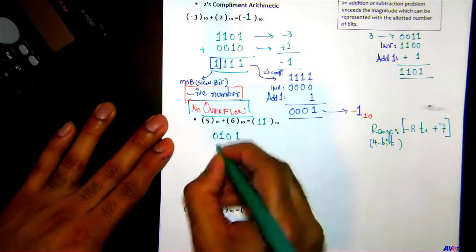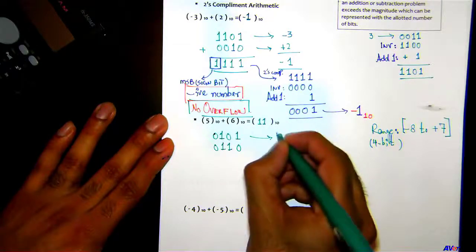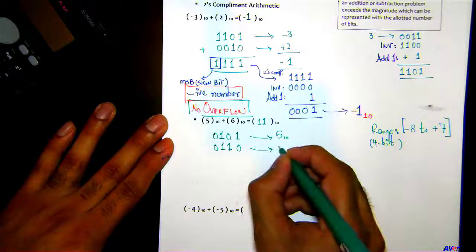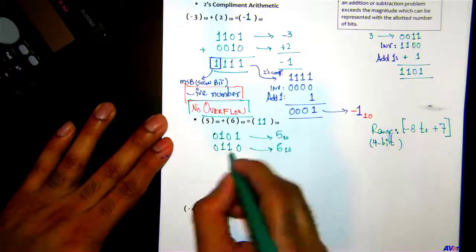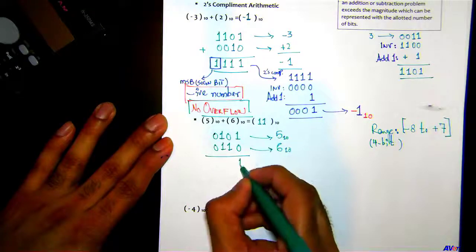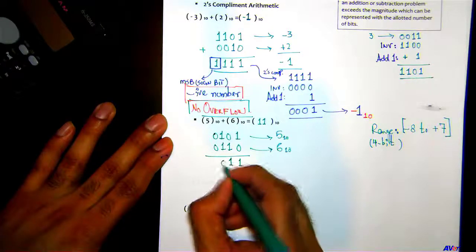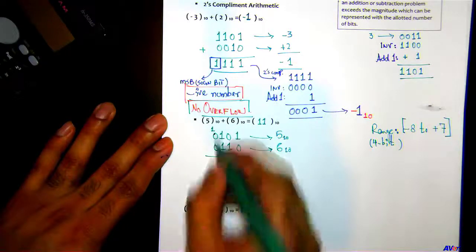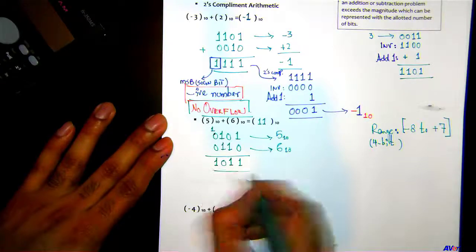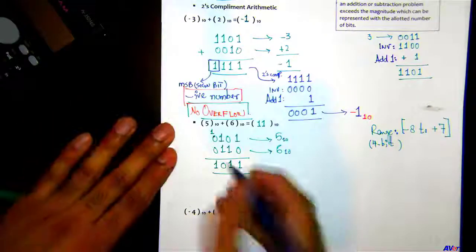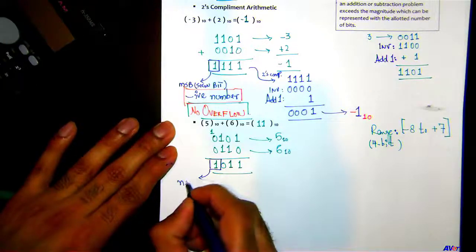0101, and then 0110 is for 6. So this is 5, and this is 6. All right, 1 plus 0 is 1. 0 plus 1 is 1. 1 plus 1 is, sum is 0, carry is 1. And then 1 plus the carry comes out 1. And again, the most significant bit, the sign bit, tells us it's a negative number.